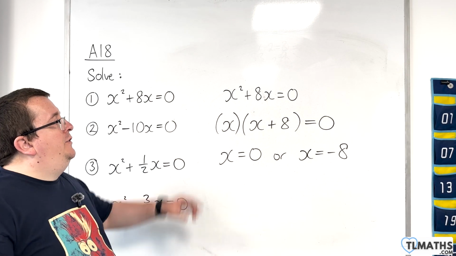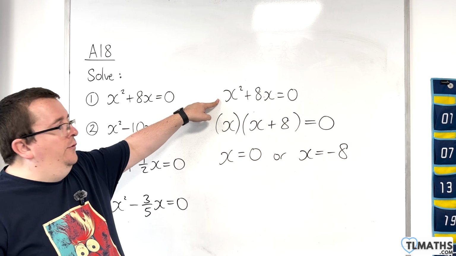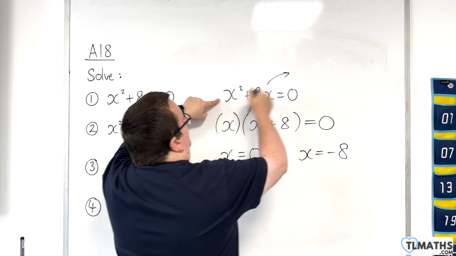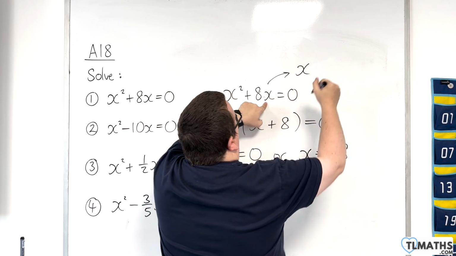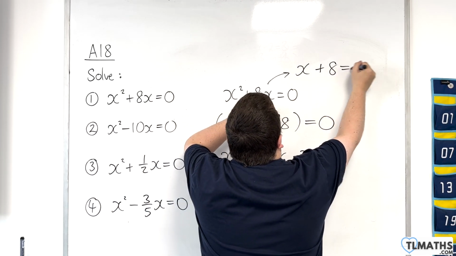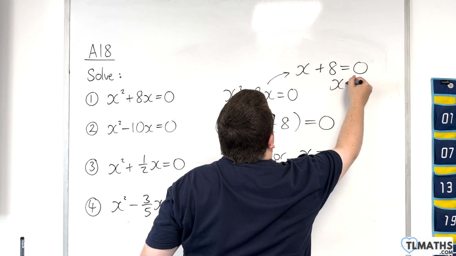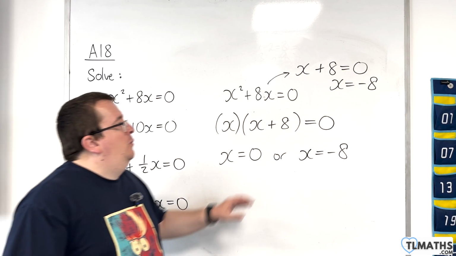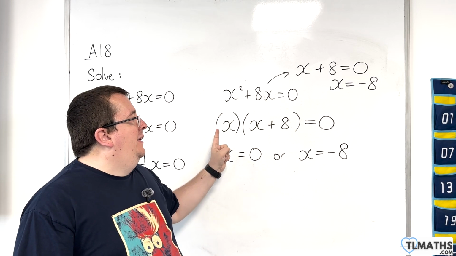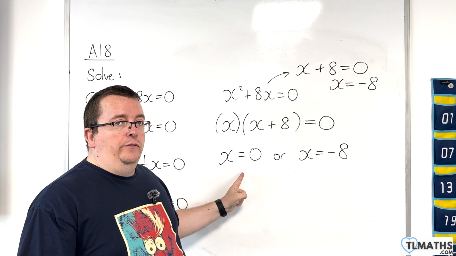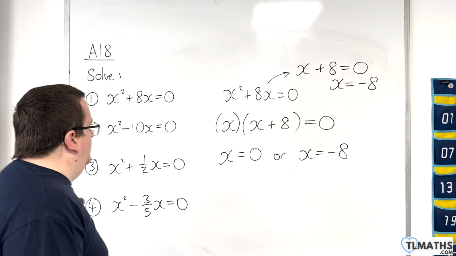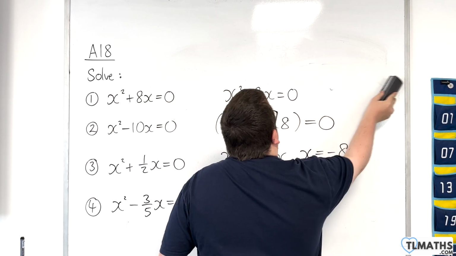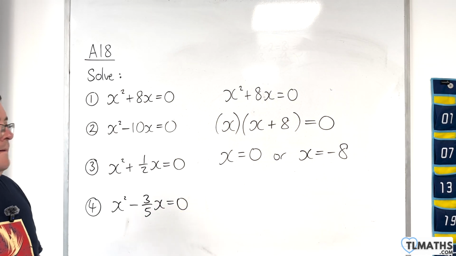Now, if you had divided through by x at the start, x divided by x is x, 8x divided by x is 8, equals 0, and you would have got just one solution, x equals negative 8. So dividing through by x has eliminated one of your solutions. So you've got to make sure you don't do that. Do not divide through by x.